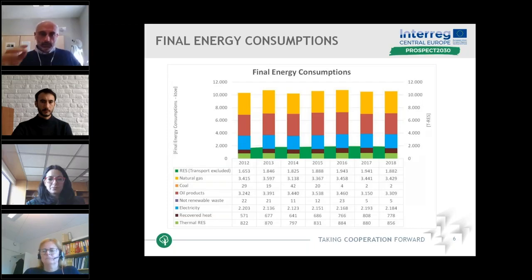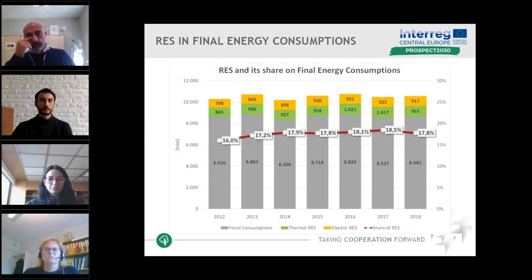And what about renewables? Renewables are increasing, but not that much. And nowadays the share of renewables is 18% of the final energy consumption, which is quite equally divided into electricity and thermal use of renewables.